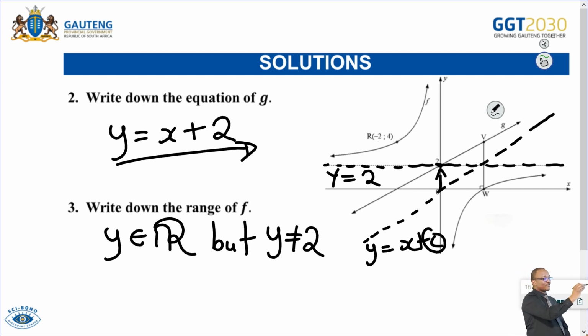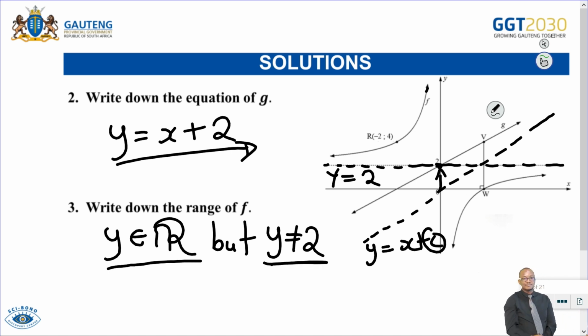So that's how you determine the range. On this graph, all values of y are defined. But when they get to 2, that's where we find these values being undefined. So that's how we determine now the range of this graph. We say y is an element of all real numbers, but when it gets to 2, it's undefined altogether. So that's how we work that one out.